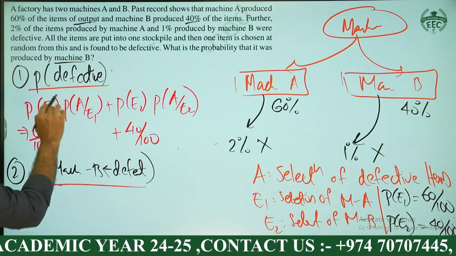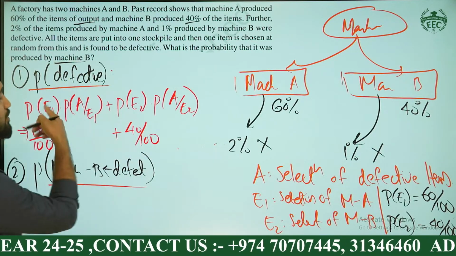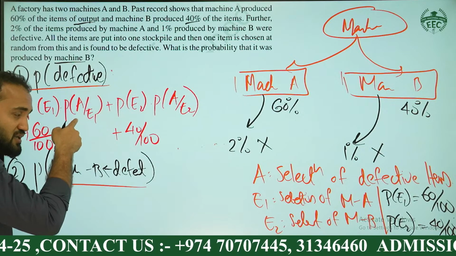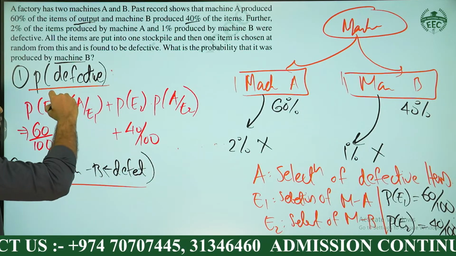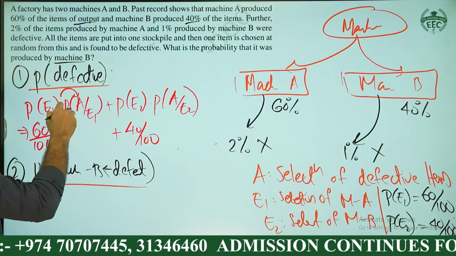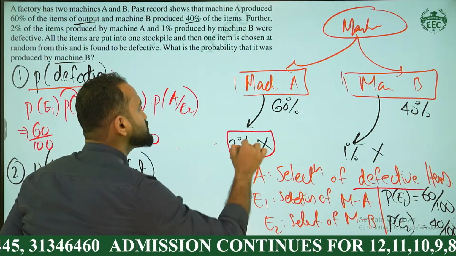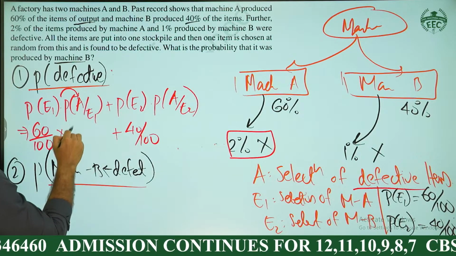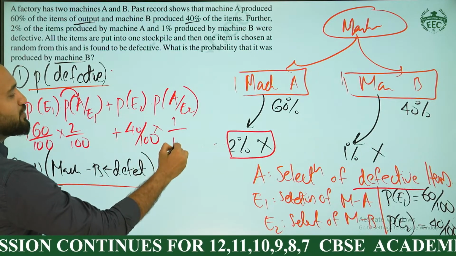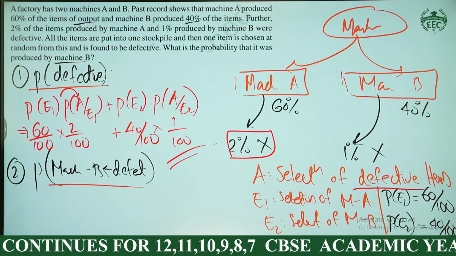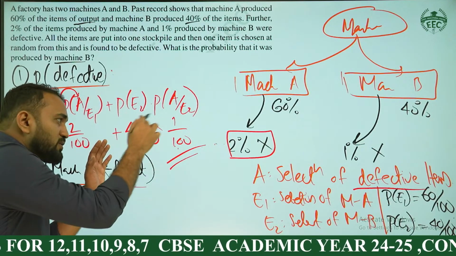Now what is P of A given E1? What do you mean by P of A given E1? If E1 happens, if you found an item produced by machine A, then tell me what is the probability that it was found to be defective. Defective items produced by machine A will be 2%, that is 2 by 100. And similarly, for machine B, defective items will be 1 by 100. You got the answer. Now, this was the contribution from machine A and this was the contribution from machine B.